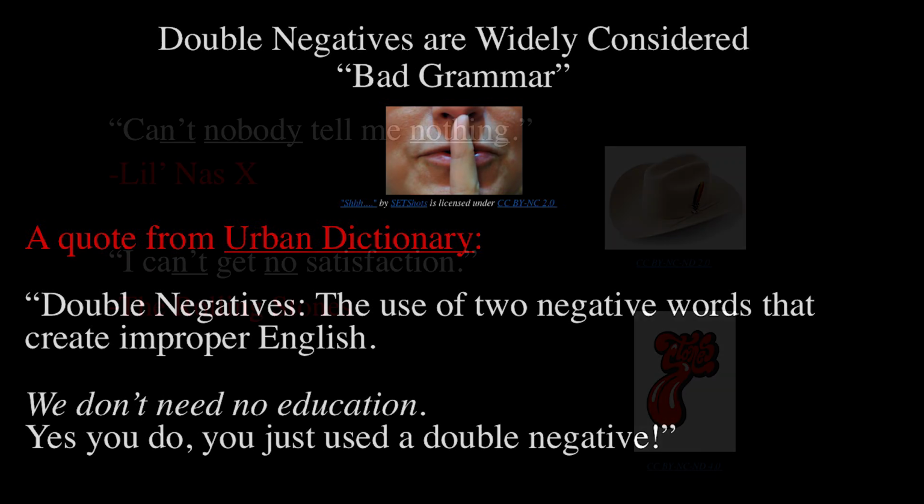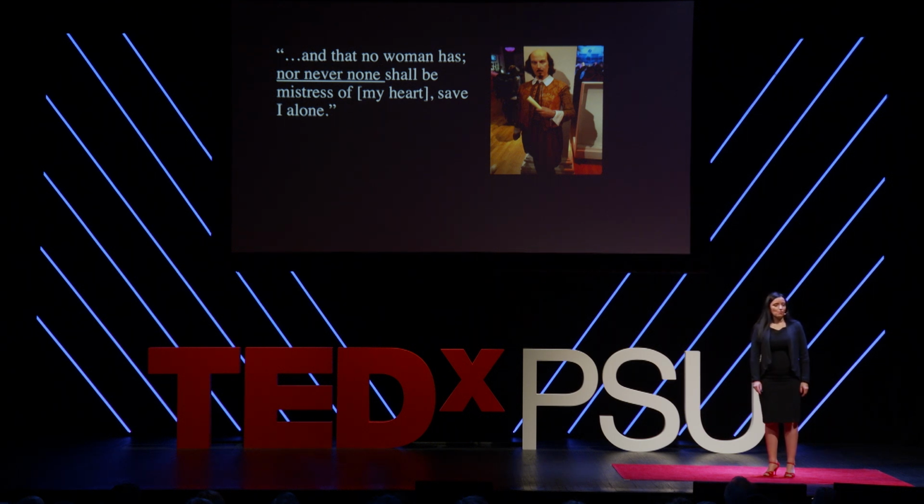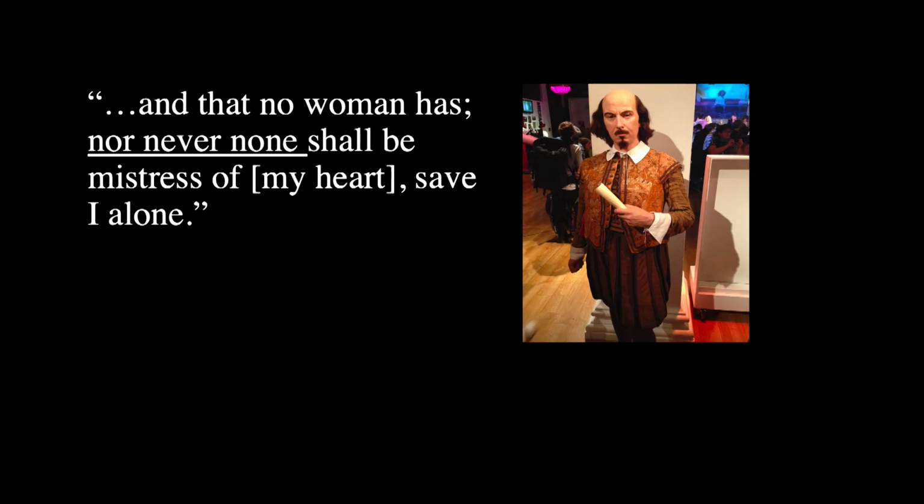Nevertheless, you see them all over the place. You might be familiar with the recent, very popular Lil Nas X song, where in the refrain he says, "Can't nobody tell me nothing," so that we could call a double negative. There's actually three negations in there. There's the popular Rolling Stones song, "I can't get no satisfaction," another double negative. Here's another double negative for you. "Nor, never, none shall be mistress of my heart." This is actually like Lil Nas X. We've got three negations in there with just the negative meaning. And this was written by this guy represented in the wax figure, who is none other than William Shakespeare. You may be familiar with him, and he's known for his linguistic abilities.